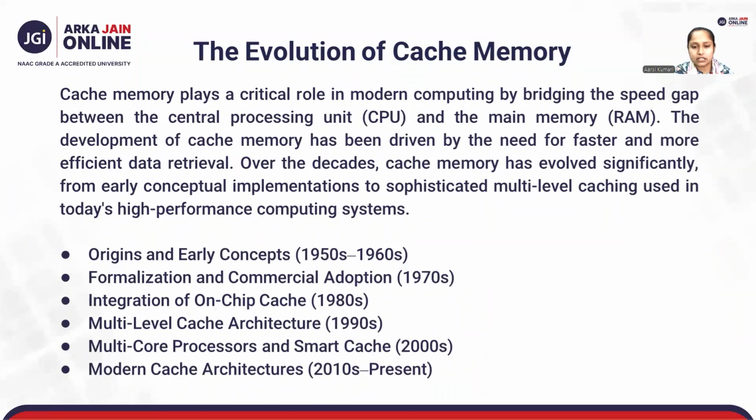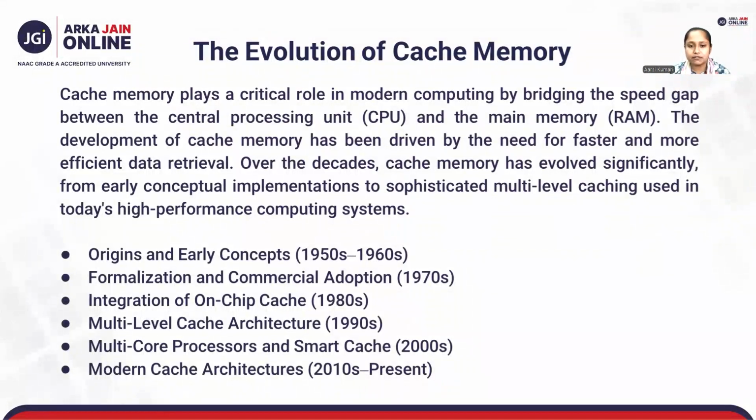Cache size grew from kilobytes (KB) to megabytes, improving performance in computing tasks. Next, multi-level cache architecture during the 1990s. The 1990s saw the introduction of multi-level caching, significantly enhancing CPU performance. L1 and L2 cache implementation: processors now featured a small but fast L1 cache and a larger L2 cache that was either integrated within the CPU or placed externally.